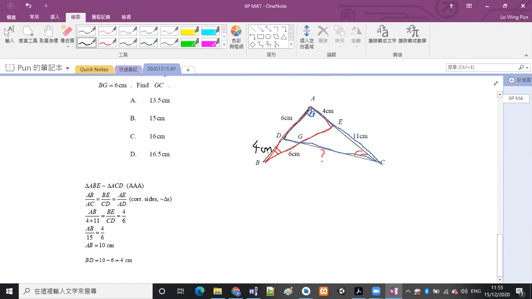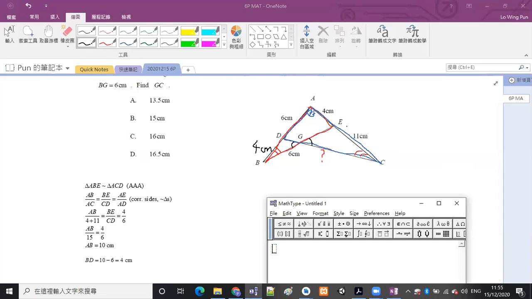of similar triangles in this figure. Can you see that these two angles are actually equal? Okay, vertically opposite angles. And then the two red angles are also equal. Okay, and therefore the third pair of angles will be automatically equal. So these two triangles, triangle GDB and triangle GEC, will be similar triangles. Okay, triangle GDB and triangle GEC should be similar triangles, AAA.